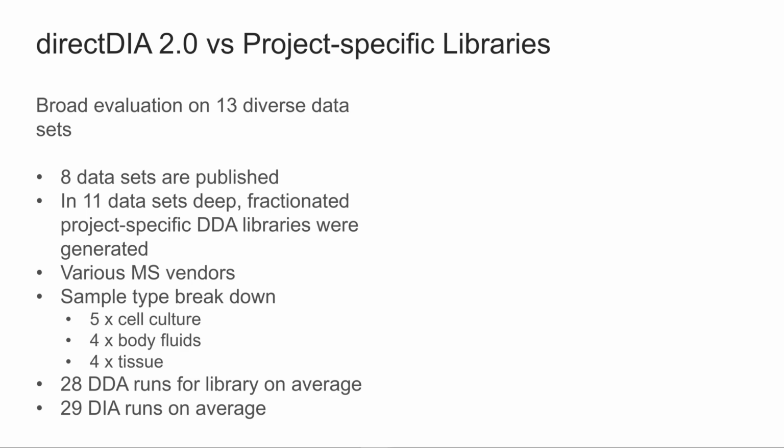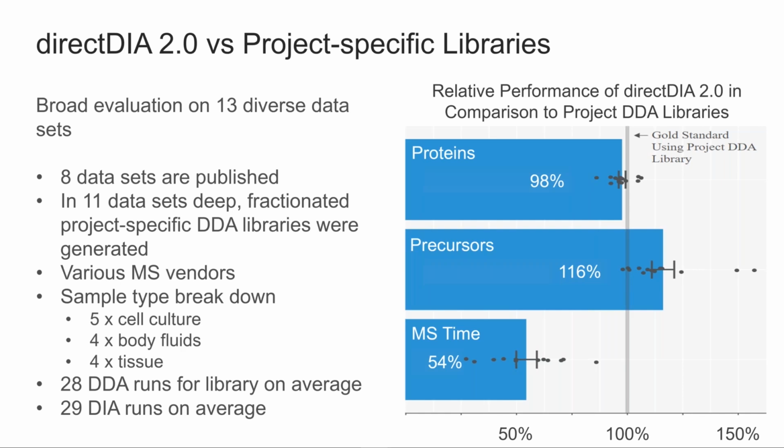And we were looking at how DirectDIA2 performs in comparison to using the project DDA libraries. If we look at the proteins, these 2 workflows perform almost the same. When we look at the precursors, DirectDIA actually performs a bit better than using the deep project-specific libraries. And when we look at the MS time, not surprisingly, the MS time is almost cut in half, since a significant amount of the time has been used to build these project-specific libraries.